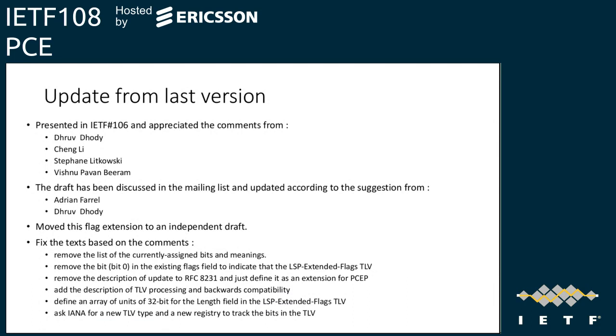First, we removed the list of the currently assigned bits, removed the bit 0 in the existing flags field, removed the description of update to RFC 8231, and we added the description of TLV processing, and we define an array of units of 32 bits for the length field. And finally, we ask IANA for a new TLV type and a new registry to track the bits in the TLV. So next slide, please.